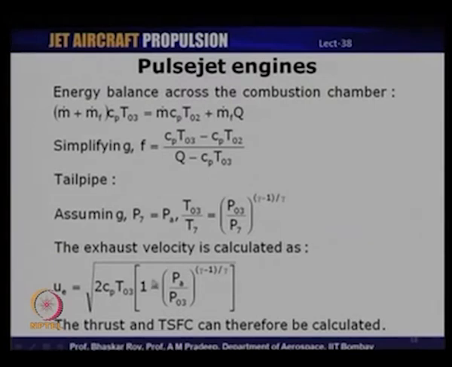So, once we calculate the exit velocity, you can also calculate the thrust and specific fuel consumption. So, thrust and TSFC basically are related to (1 plus f) into (UE minus U) plus the pressure thrust term. In an ideal cycle, we will obviously assume pressure thrust to be 0. So, once you calculate UE, you can calculate thrust and also the specific fuel consumption. So, this is the basic cycle analysis for an ideal pulse jet.